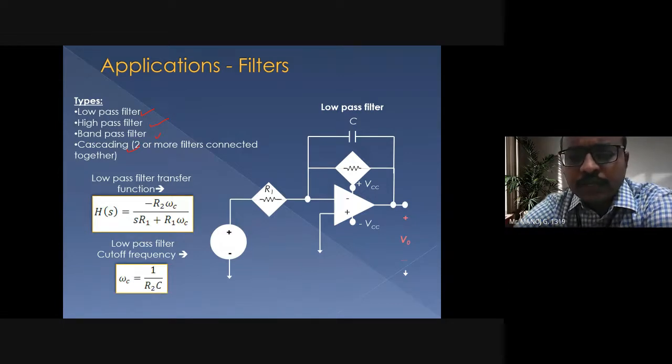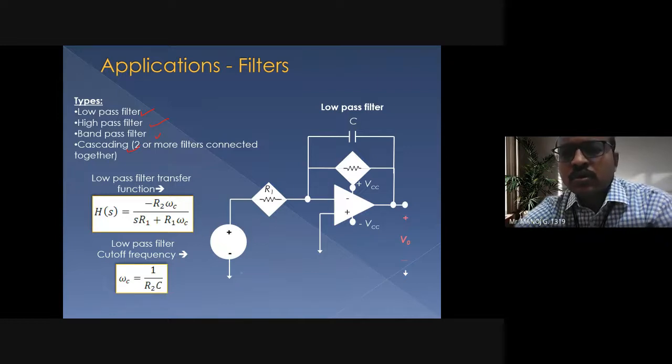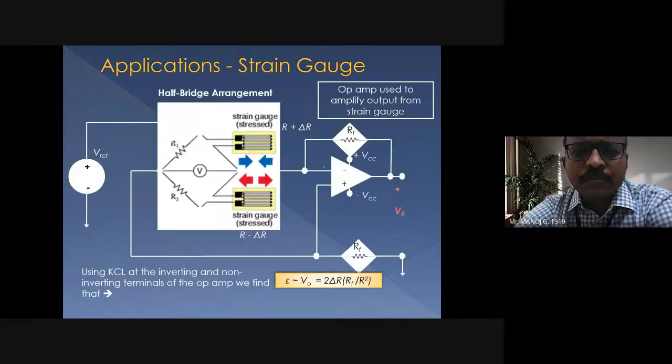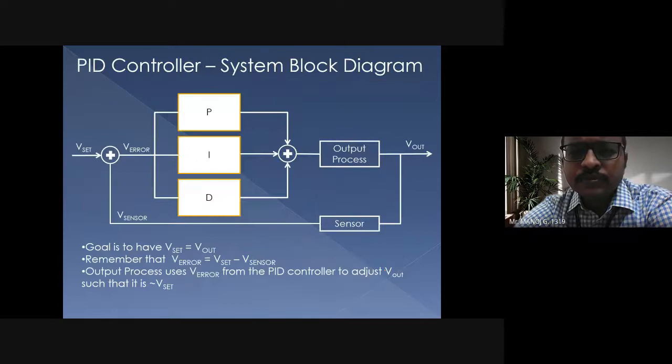So this is an application where we use op amps. Then we have the strain gauge, and in the strain gauge, this is the Wheatstone bridge arrangement. Based on the strain, the resistance value changes, and that's where you use your op-amp, another application. This is how you estimate the strain gauge using a half bridge. This is another application where we use op-amps, right.